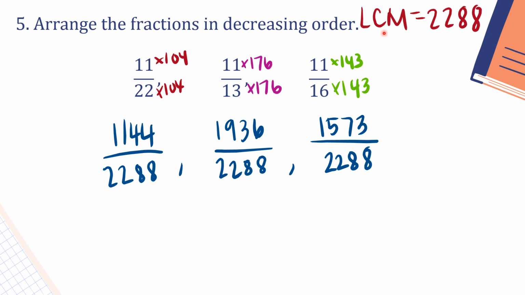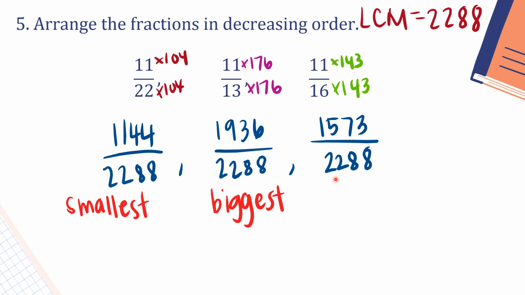Now that I have a common denominator, I'm just going to look at the numerators, and that's going to tell me the order that I'm supposed to arrange these in. Now that all my denominators match, I can just focus on the numerators. I can see that this fraction on the left is the smallest, this fraction right here is the biggest, and then this one goes in the middle. So smallest, biggest, and then the one that's left over goes in the middle. Rearranging those, 11 over 22 is the smallest because that matches up with this fraction, so it goes first.